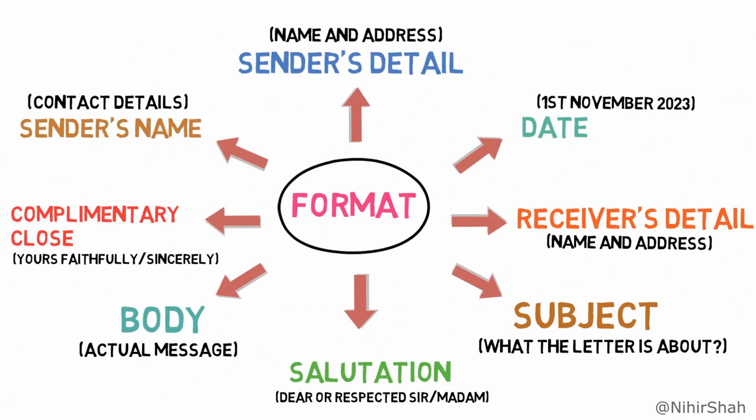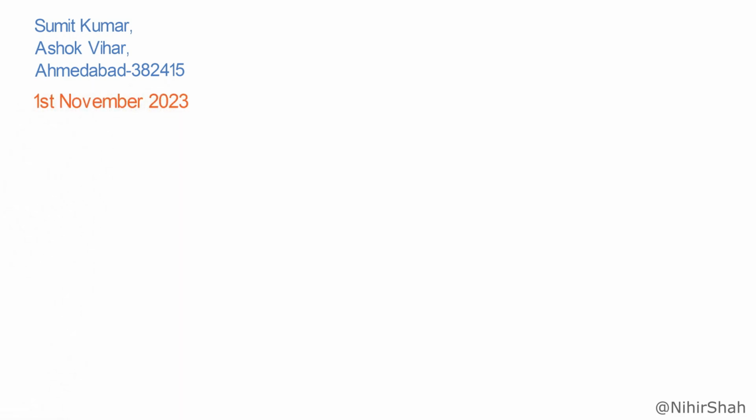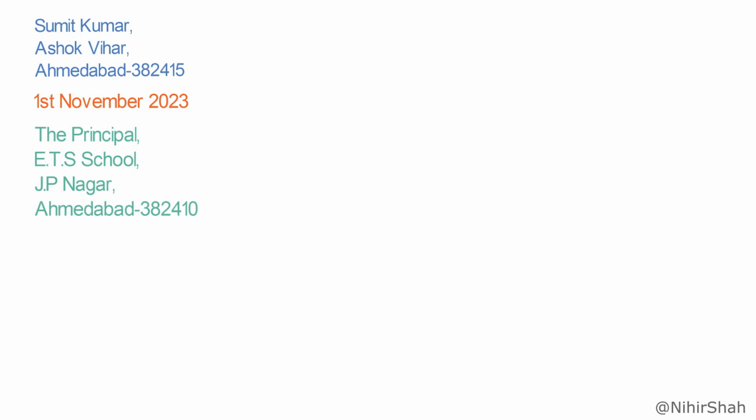Let's follow the format that we learned and start writing the letter. First, let's write the sender's detail. Sumit Kumar, Ashok Vihar, Ahmedabad. Next comes the date of writing the letter, which is 1st November 2023. Next, let's write the receiver's detail. The principal, ETS School, JP Nagar, Ahmedabad. Now, let's write the subject.